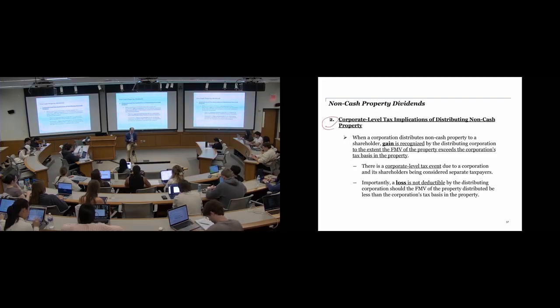Okay? So then the second complexity when non-cash property distributions, dividends are done, is the corporate level tax implications of distributing those assets. Right? If it's cash, the corporation doesn't have gain or loss in cash. If it's property, yes, I have gain or loss in property. When a corporation distributes non-cash property, gain is recognized. So this is a one-way street. I recognize gain by the distributing corporation to the extent the fair market value of the property exceeds the corporation's tax basis in the property. That calculation is no different than if I had sold the property.